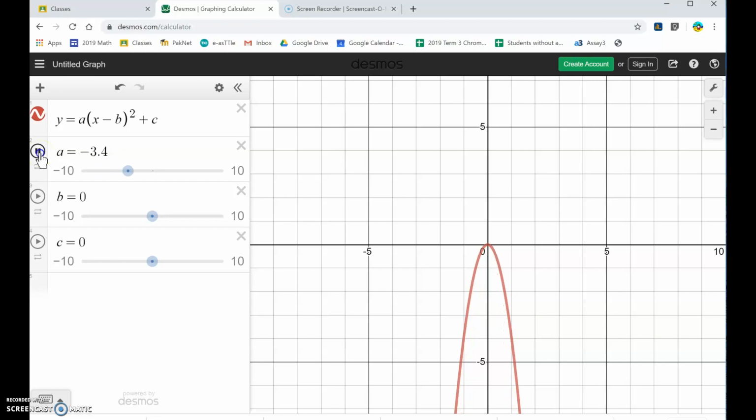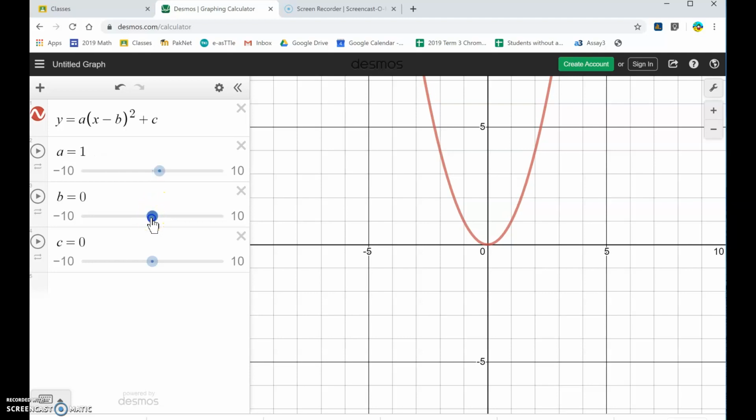When it's negative, it's upside down. When the shape was a fraction, it's more shallow, and then the bigger the number, the steeper it gets. If the shape is 0, we just get a straight line. Okay, let's just leave that back at 1, our standard.